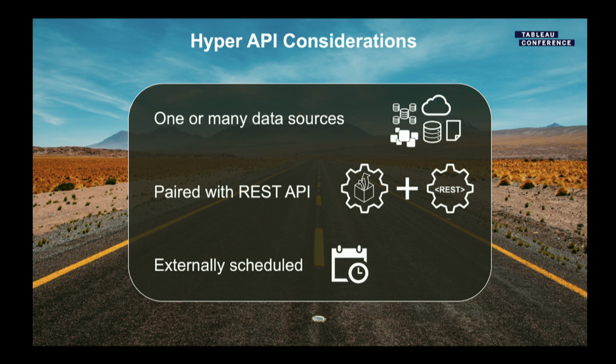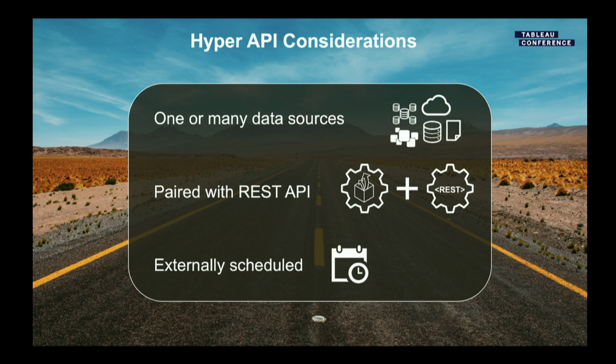All right, some other Hyper API considerations. First off, you can connect to one or many different data sources and then bring that into a single Hyper file or separate tables within that extract. As I mentioned previously, you can also pair that with the REST API. So it's common to have a single script that's going to both use the Hyper API as well as the REST API in a single script.